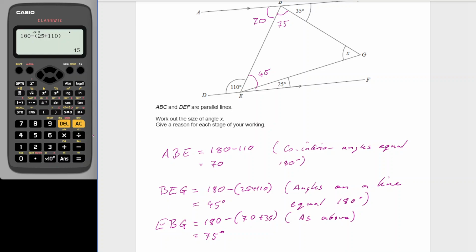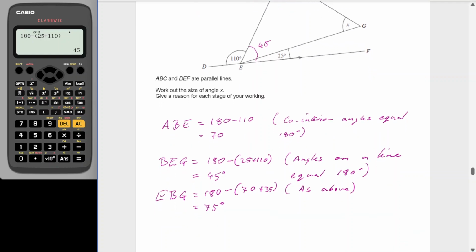So that means that x is going to be equal to 180 minus 75 plus 45. So that adds up to 120, so that would be 60 degrees. And that is angles in a triangle, which equal 180.